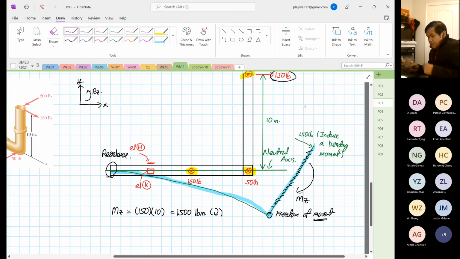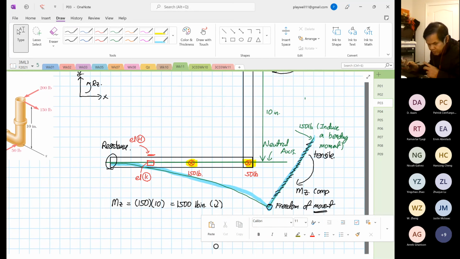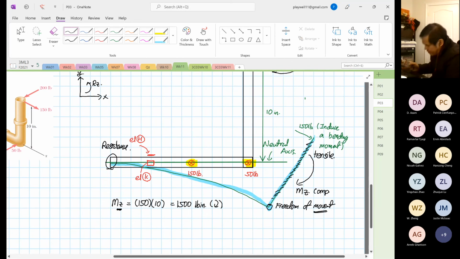Like how I told you again, this is going to be compression, and this is going to be tensile. So immediately you write this out, and you put a square bracket. But before I go there, it's important to know what your direction is. This is moment Z.